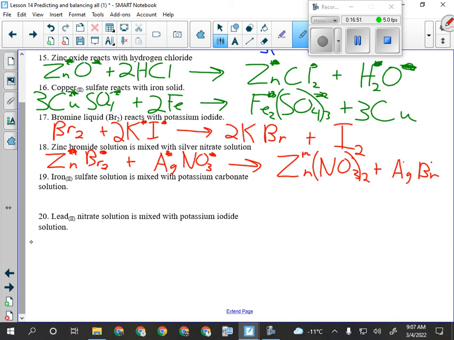And now I need to balance the bromines probably first. So there's 2 on this side, now there's 2 on that side. Now there's 2 silvers on both sides. That gives me 2 nitrates. There's 2 nitrates over there and 1 zinc on both sides.